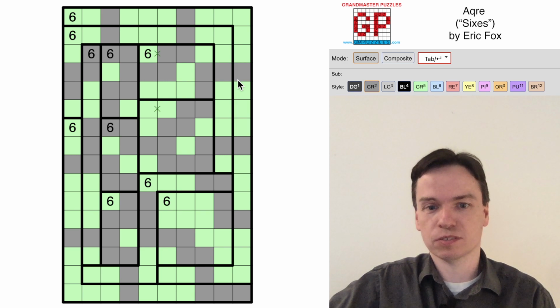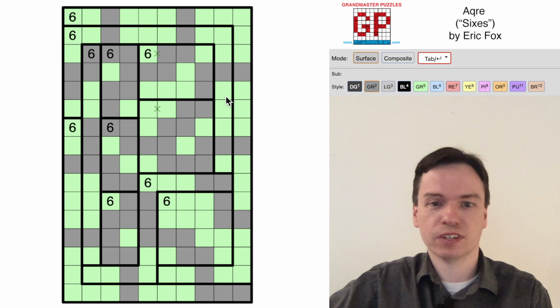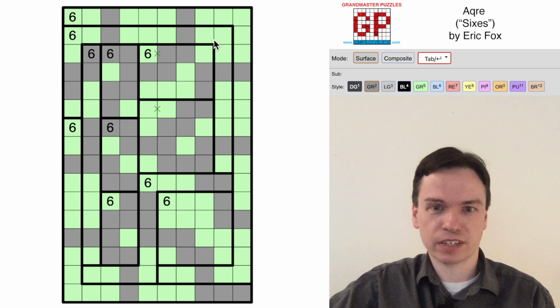Hopefully even just seeing that the region shapes and the clue types in Aqre give a lot of different properties, and that was true throughout this whole week, including now this final Saturday puzzle from Eric.